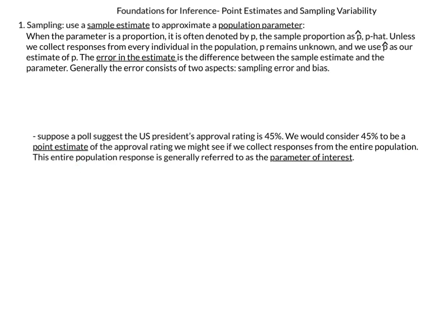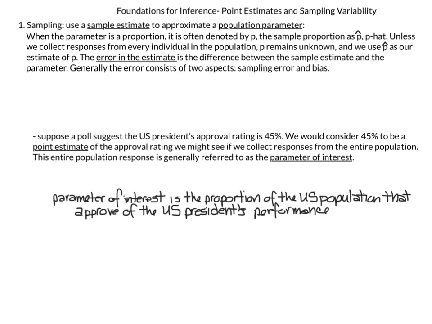So this entire population response is generally referred to as the parameter of interest. So the president's approval rating, if we could sample the entire population, we would get our parameter of interest, which is the proportion of people who approve of the U.S. president's performance. So let's just write that down. The parameter of interest is the proportion of the U.S. population that approves of the U.S. president's performance.